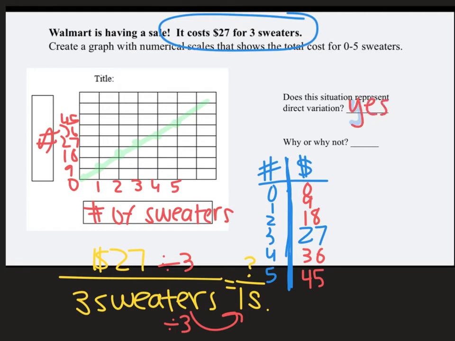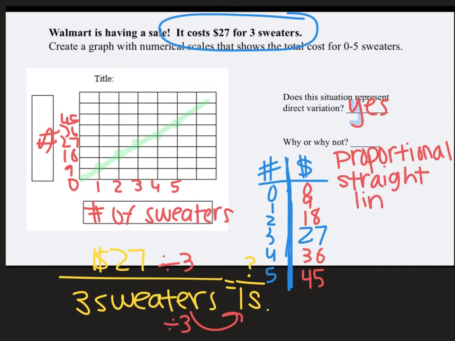And then it says why or why not. Well, we know it's proportional because it has a consistent K value. Our graph is a straight line. And it goes through the origin, or 0, 0. Couple reasons that is direct variation, but 100% it is.